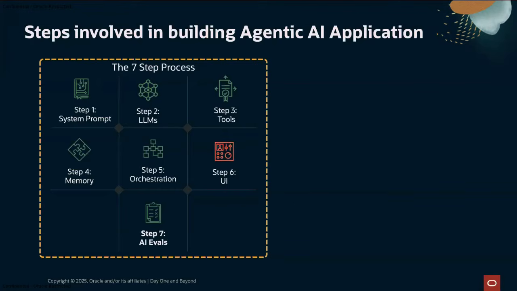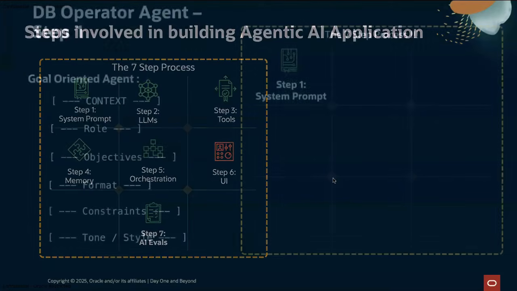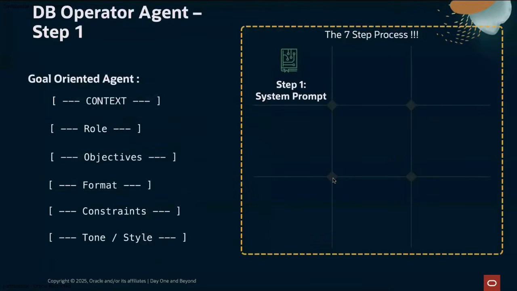But think about this as all Lego pieces, right? We can have all these different Lego pieces, but then I need to build this Lego, the final output, which is the agent called DB operator. So I need to combine all of them. That's what we're going to show you. We'll walk you through each and every step, step 1 to step 7, and in between we'll show the demo for you guys. Let's deep dive into each and every step.